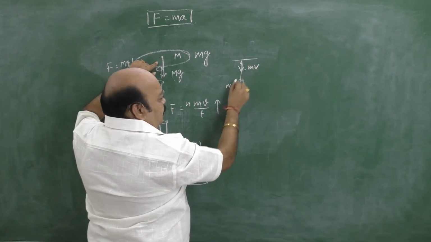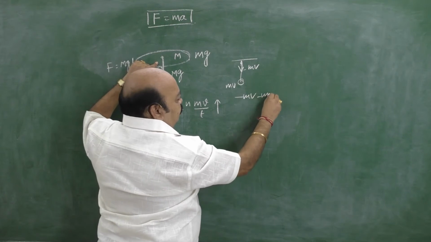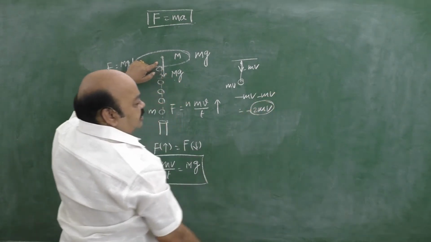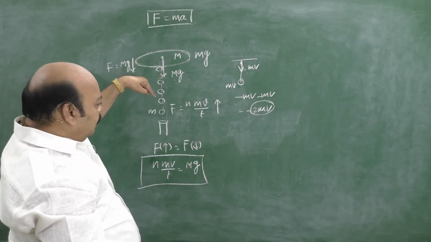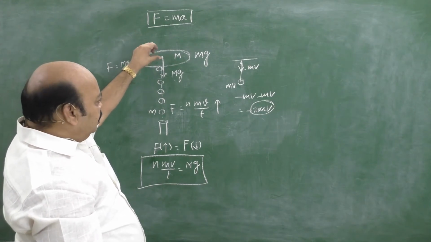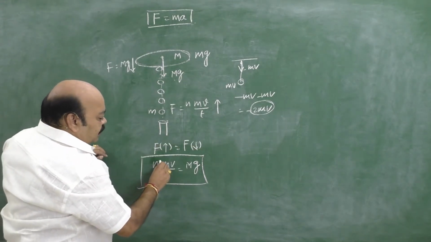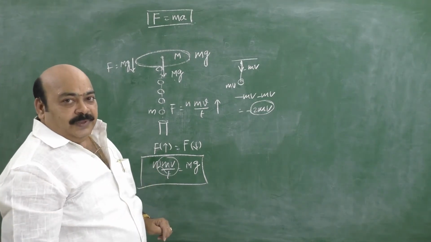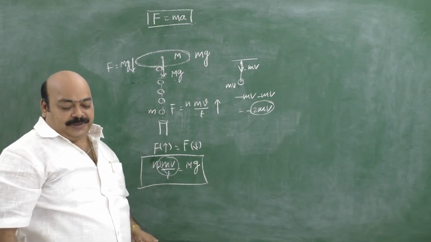Final momentum minus initial momentum means minus mv minus mv. It is nothing but minus 2mv. The negative sign indicates the final momentum is opposite to the initial momentum. What is the initial momentum? The spheres are moving up. What is the final momentum? It is a rebound, that means downward direction. That's why in the place of mv, you have to write 2mv. Be careful if it is mentioned the balls are bouncing back with the same speed.